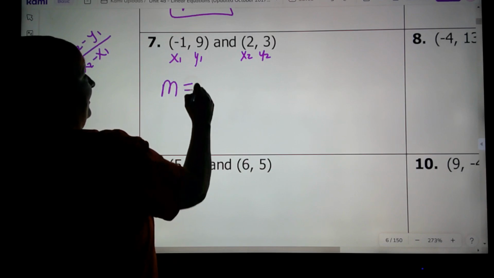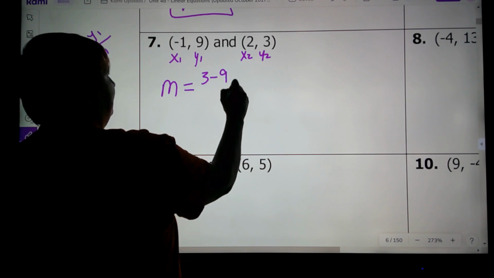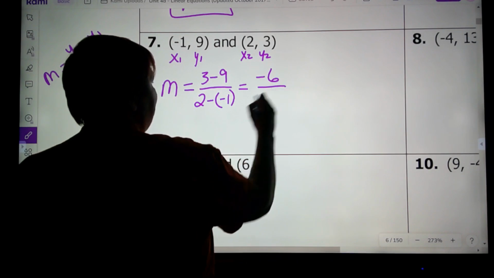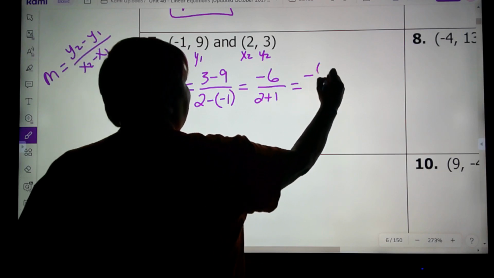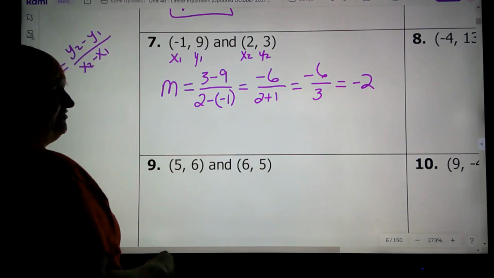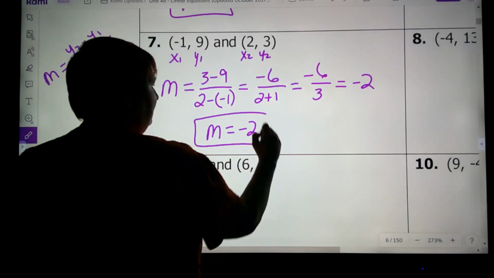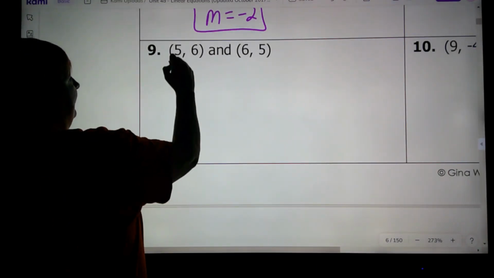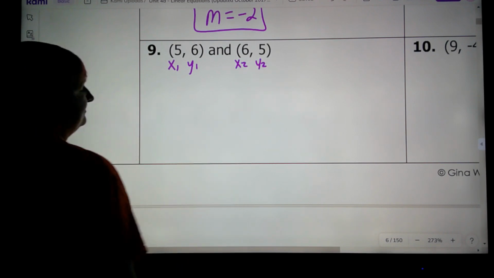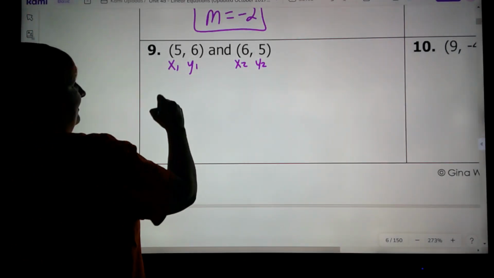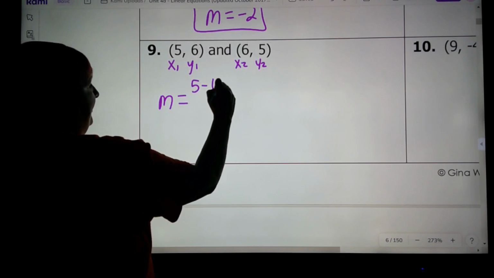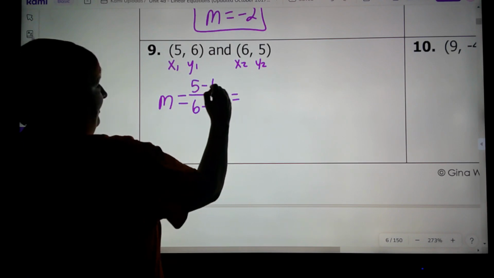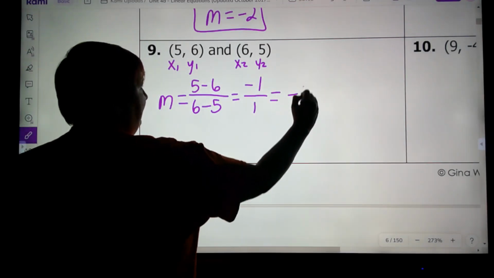All right? M equals y2 minus y1 over x2 minus x1. Careful with your negatives, which is -6 over 2 plus 1, which is -6 over 3, which is -2. 6 divided by 3 is 2. M equals -2. x1, y1, x2, y2. You could write the formula again, but you don't have to. M equals y2 minus y1, 5 minus 6, over x2 minus x1. So we have -1 over 1, which is -1.